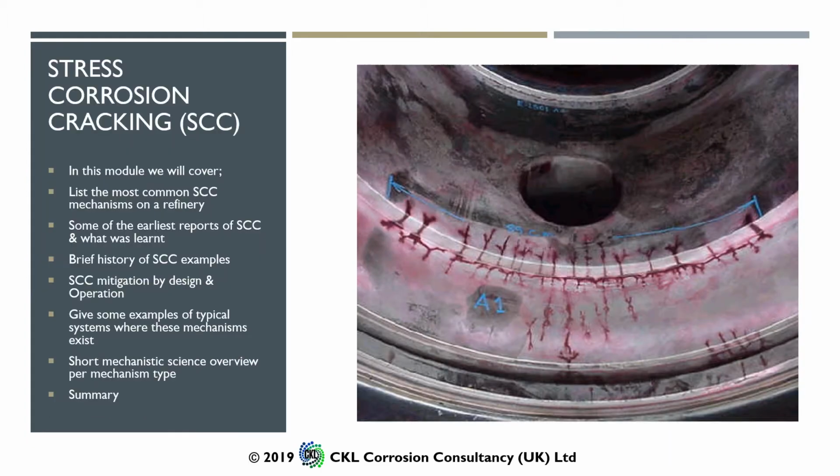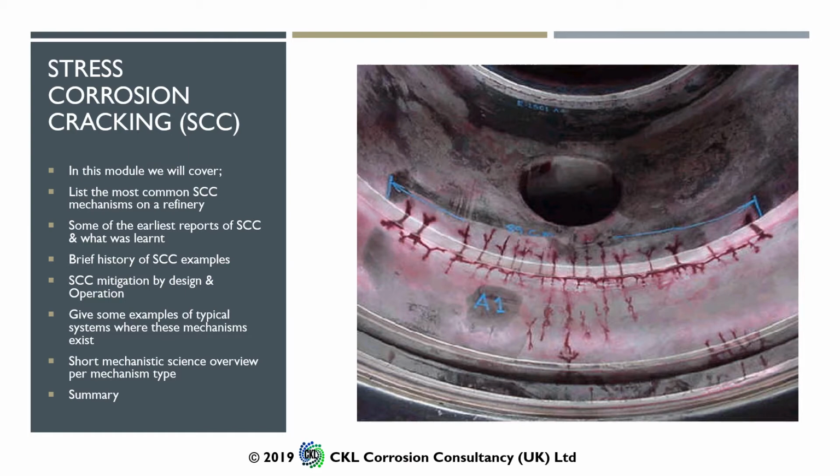Okay, so let's just have a walkthrough of the outline agenda for this module. We'll start with an overview of the most commonly found stress corrosion cracking types that we see in a refinery context. Then we'll look at some of the earliest reports of stress corrosion cracking that have been found in the wider industry and what was learned from those incidents. We'll have a brief historical overview of some of these examples.